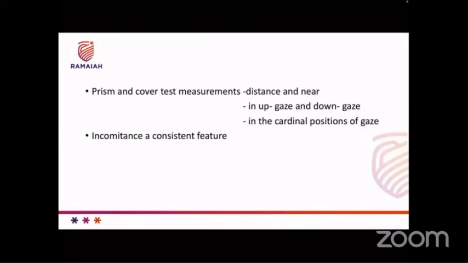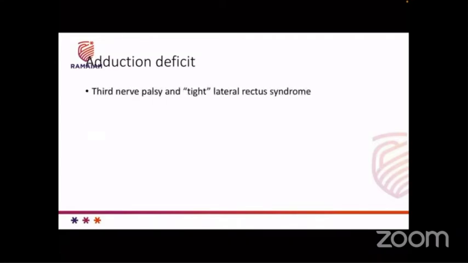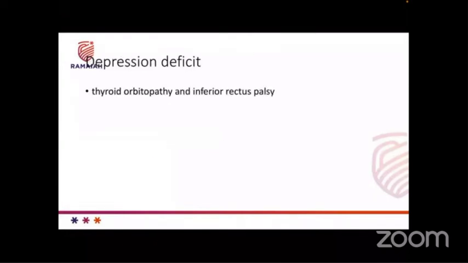Prism and cover test measurements in all positions of gaze, for distance and for near, are very, very important. And incomitance is a consistent feature in restrictive strabismus. So just to recapitulate, if you have an abduction deficit, you should consider Duane's or thyroid orbitopathy. Adduction deficit: third nerve palsy, tight lateral rectus syndrome. Elevation deficit: orbital floor fracture, thyroid orbitopathy, Brown syndrome. Depression deficit: thyroid orbitopathy and inferior rectus palsy.